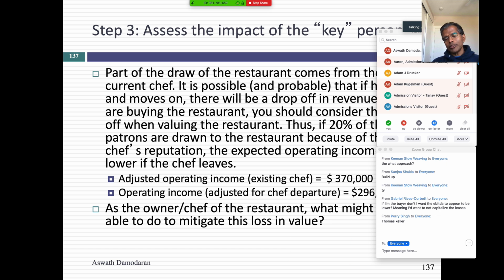I would love to tell you that there's some mathematical way of estimating what this is, but in this case, I've assumed that 20% of my revenues will be gone. Maybe I'll just stand outside the restaurant and ask if the big name guy who's running this restaurant leaves, would he come back to the restaurant? And maybe that survey leads you to come up with the 20%. So here's what I did. I took the $370,000 operating income and reduced it by 20%, saying if the chef leaves, I lose 20%. You can already see why this is going to become a big issue in value, because that 20% drop in operating income will reduce the value of the restaurant.